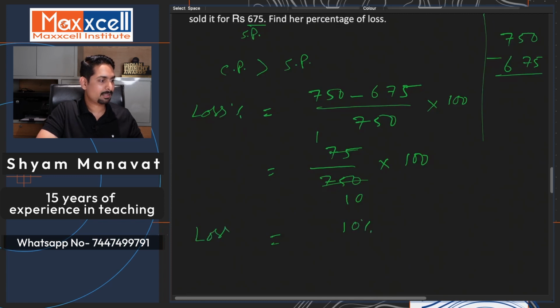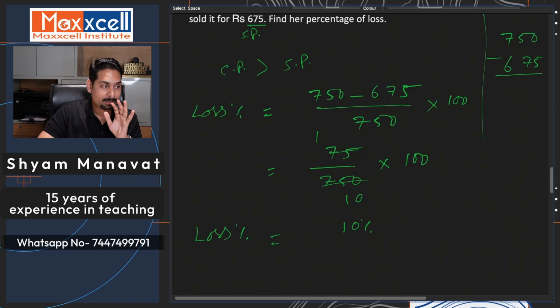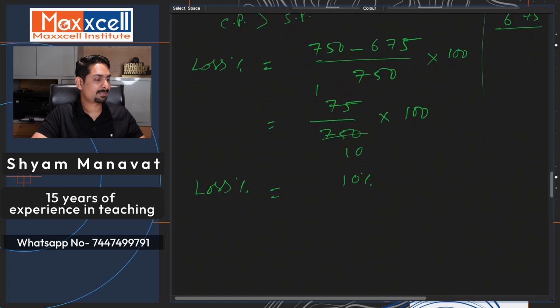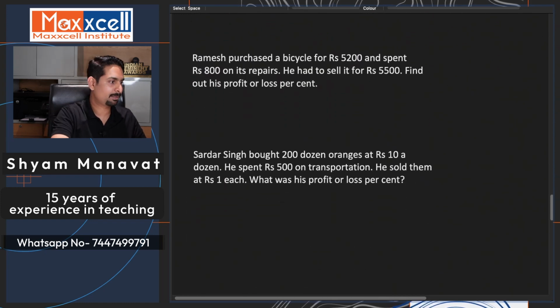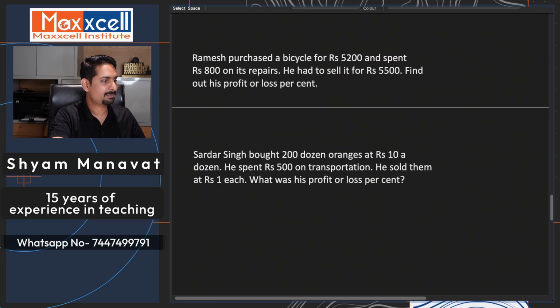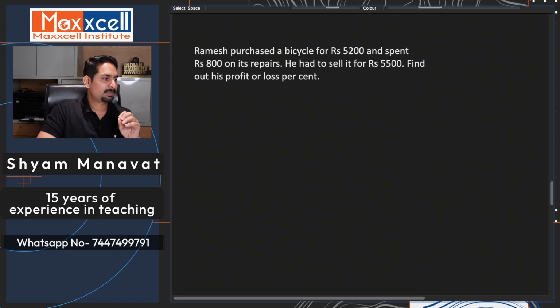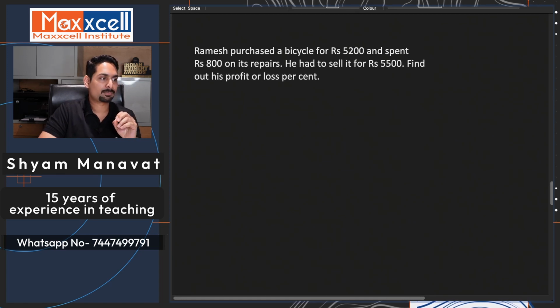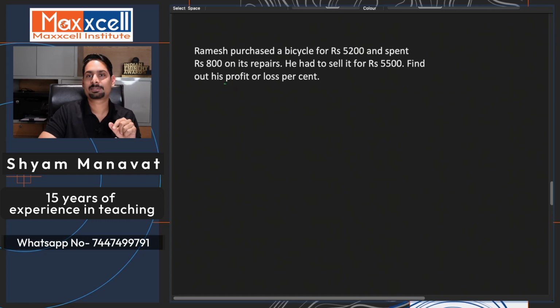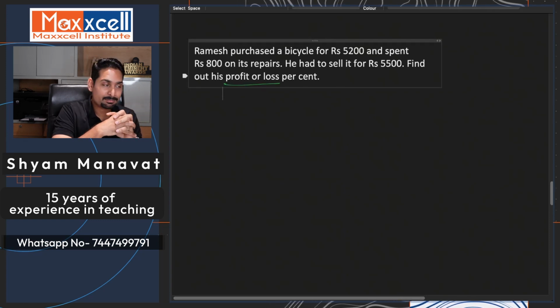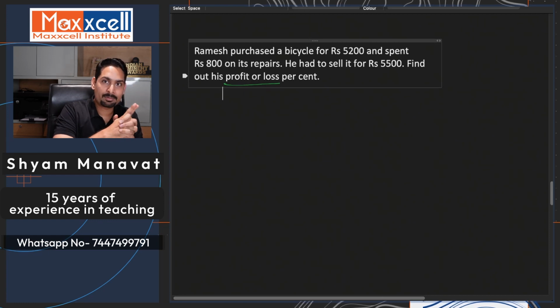So you can see I'm starting with basics. I'm teaching from basics. So this should be good enough for everyone to understand. Okay. If not, you can comment below and you can ask me. I will solve more questions to clarify your basics. Next question. Ramesh purchased a bicycle for 5,200, spent 800 on repair. He had to sell it for 5,500. Find out profit or loss percent. So it's an open question for you. You need to identify whether it is profit or loss and then answer how much percent profit, how much percent loss.